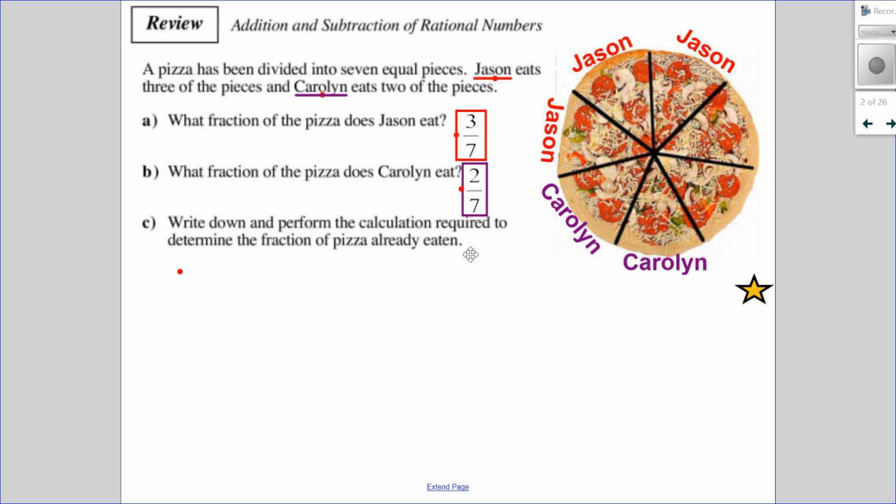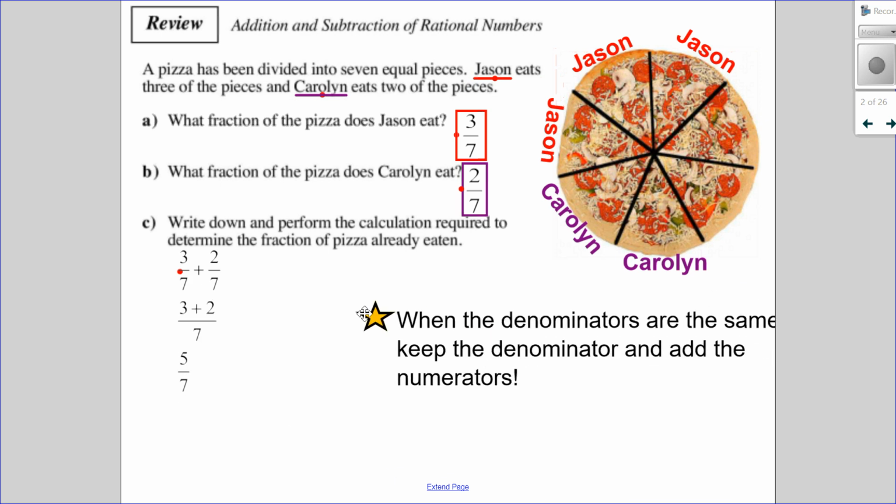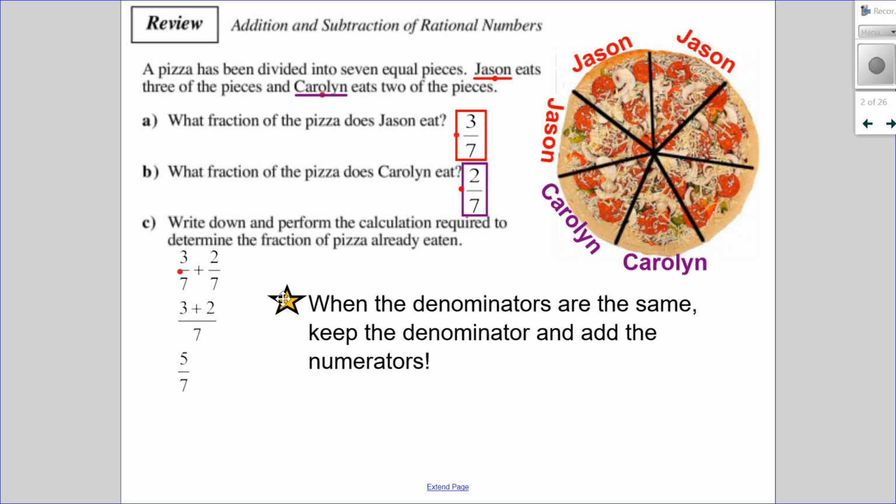And then we get asked, how much did they eat all together? So what fraction of the pizza was eaten? So we had 3 out of 7 pieces and 2 out of 7 pieces. Well, 3 plus 2 is 5 out of 7. Notice when the denominators are the same, such as this one when they're 7, we keep the denominator the same, we don't add it, and then we just add the numerators.